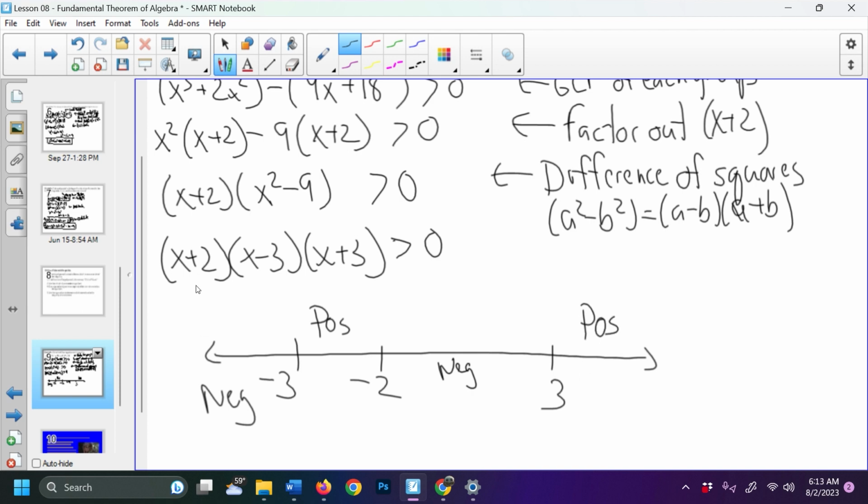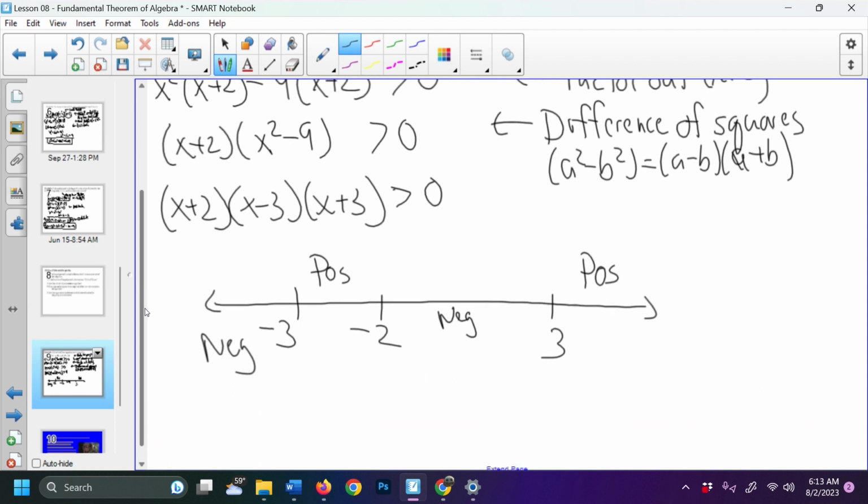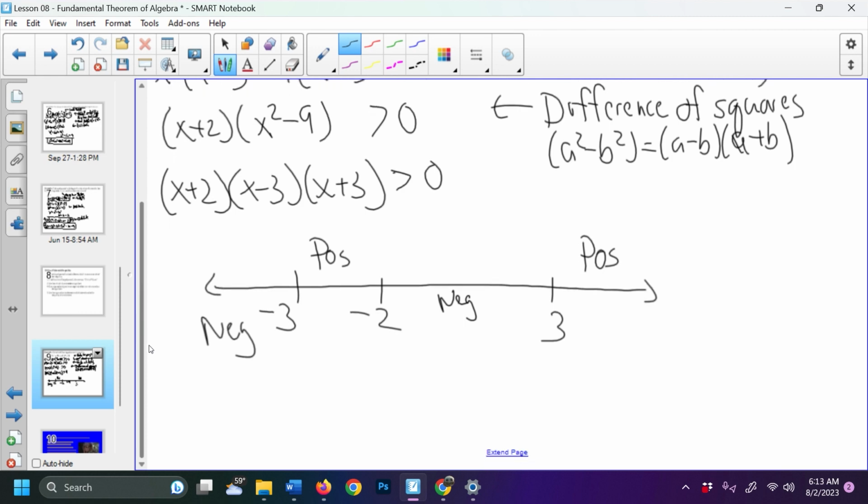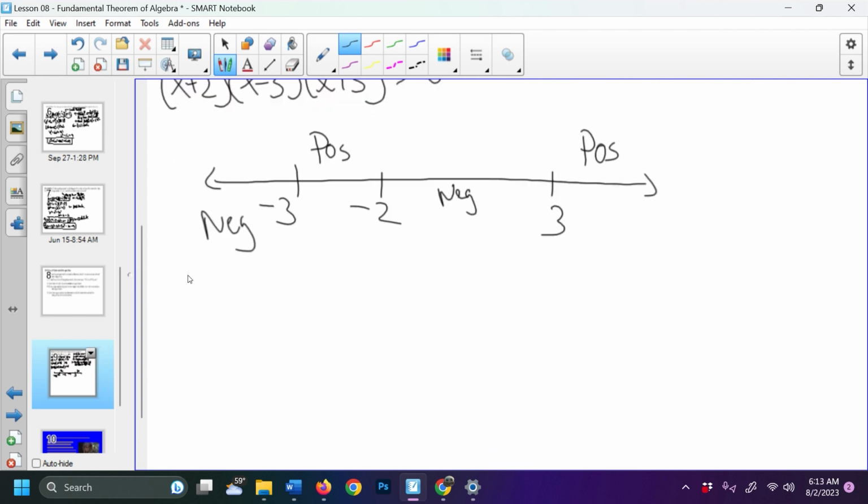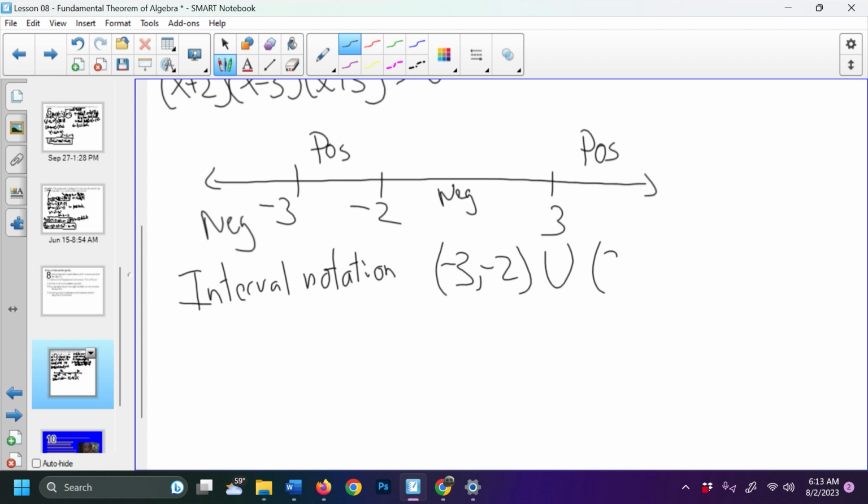Alright, so we want to know what values for x make this expression greater than 0. Well, it's greater than 0 on this interval, and it's greater than 0 on this interval. So my final answer is going to be, using interval notation, -3 to -2 union with 3 to infinity.